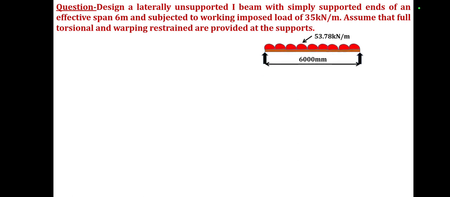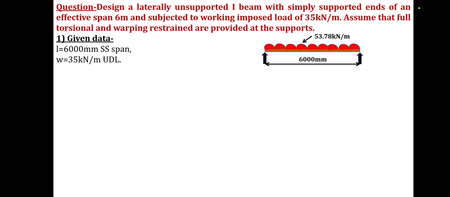According to the numerical, this is the diagram. 6000 mm span, that is the 6 meter span. It's carrying the moment. Now, how is this moment there? The load is 53.78 kilonewton per meter. We will be studying this here.